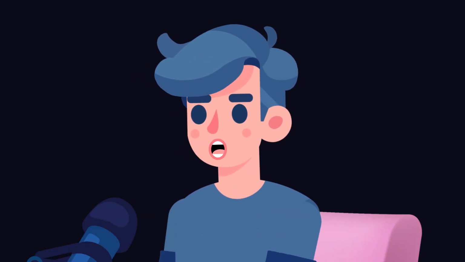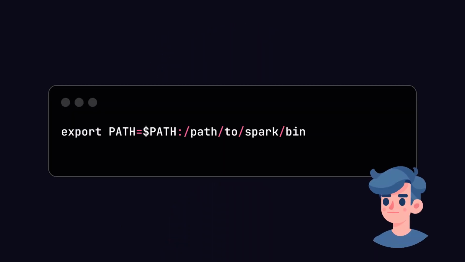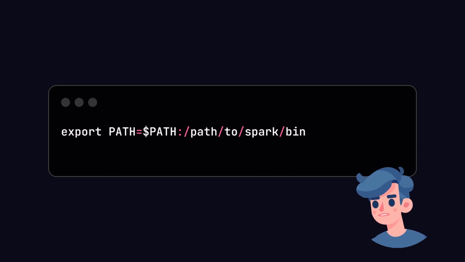Step 2. Unzip the downloaded file to your desired installation directory. Step 3. Set the environment variables. You need to add Spark's bin directory to the path variable.